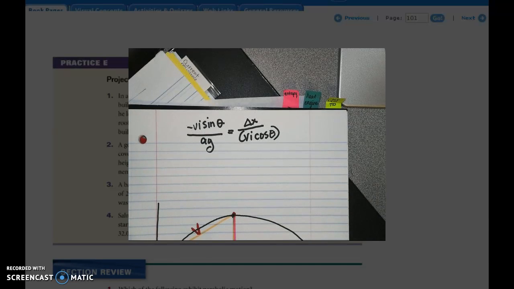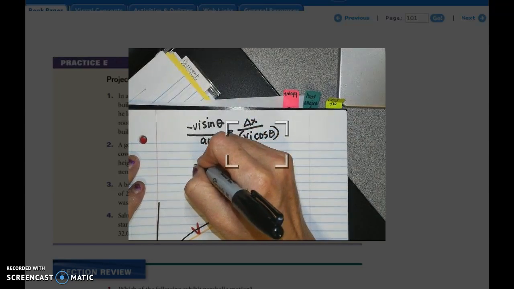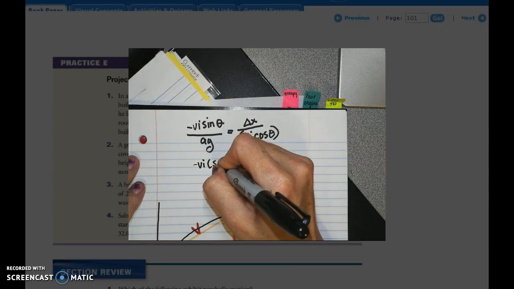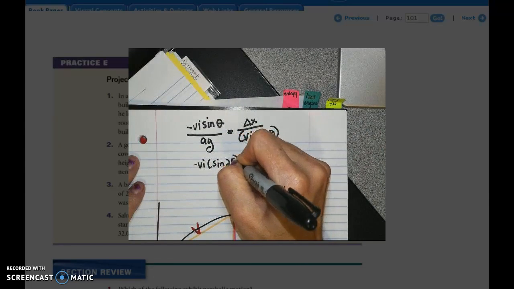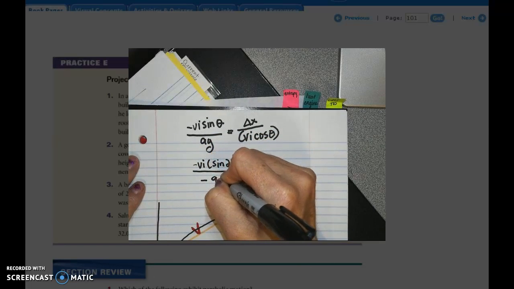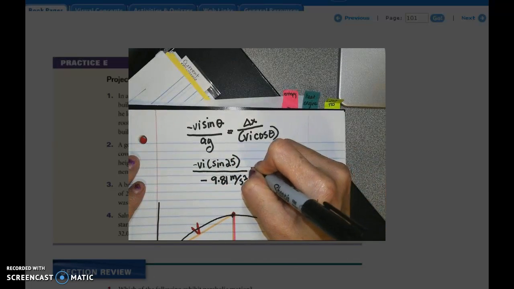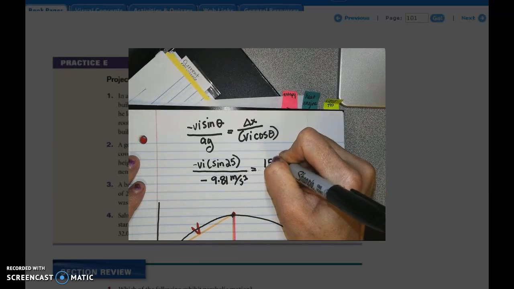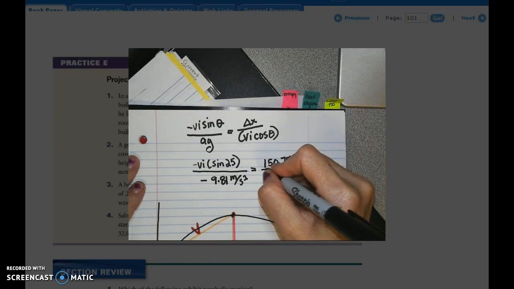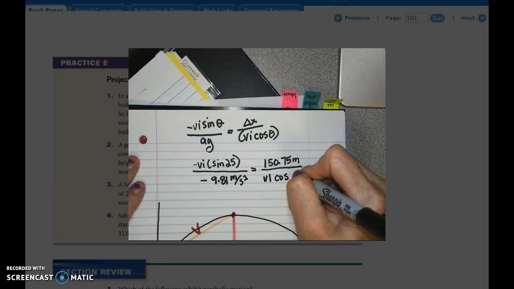So now we're going to substitute in some numbers that we know. We don't know our initial velocity, so we're just going to leave that as v sub i. v sub i times the sine of 25 divided by negative 9.81 meters per second squared equals 150.75 meters divided by v sub i cosine 25.